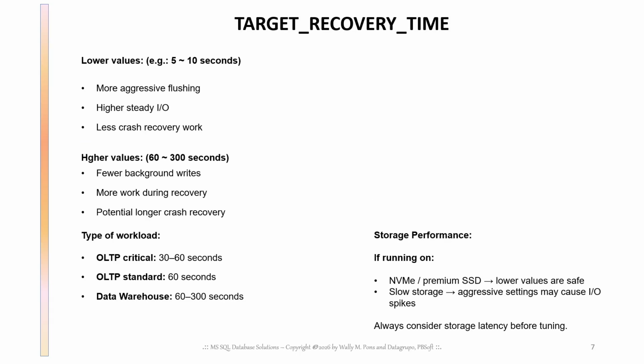If we use lower values, for example, between 5 and 10 seconds, then you have more aggressive flushing, higher steady I/O, and less crash recovery work. If you configure higher values between 60 and 300 seconds, you have fewer background writes, more work during recovery, and potentially longer crash recovery. Also, depending on the type of workload, for example, OLTP critical between 30 and 60 seconds, OLTP standard 60 seconds, data warehouse consider between 60 and 300.